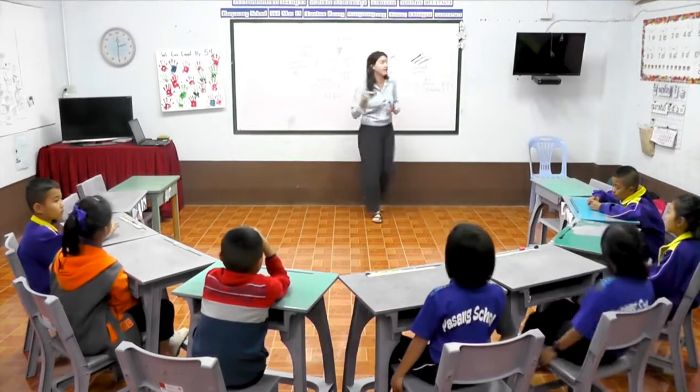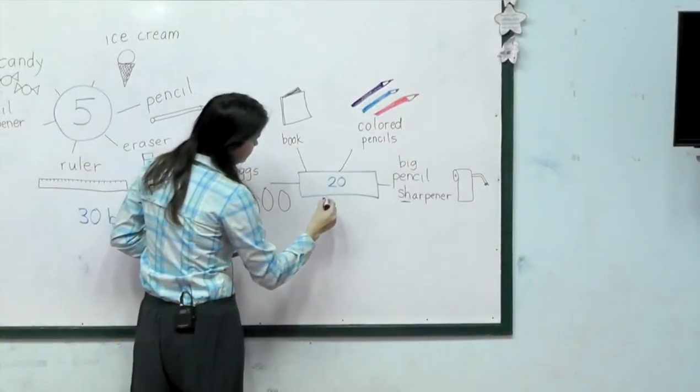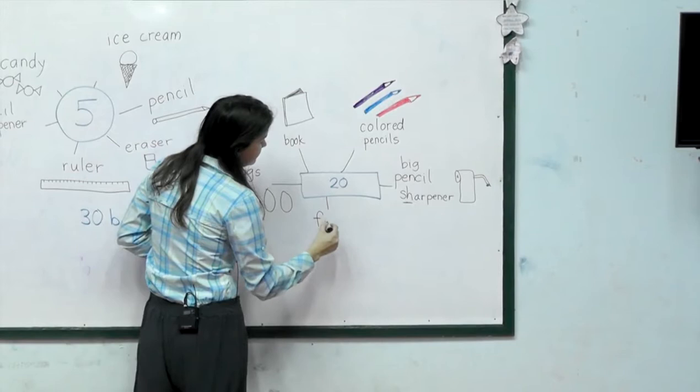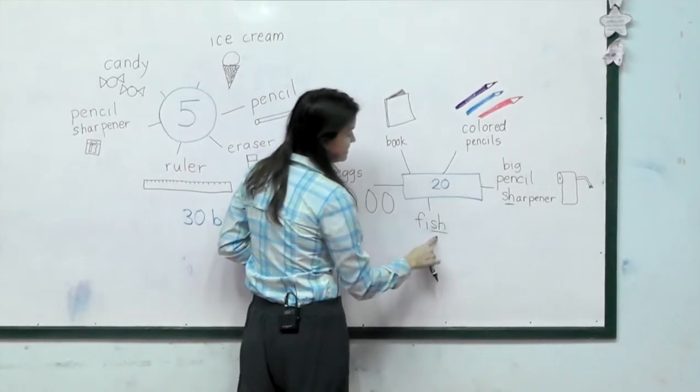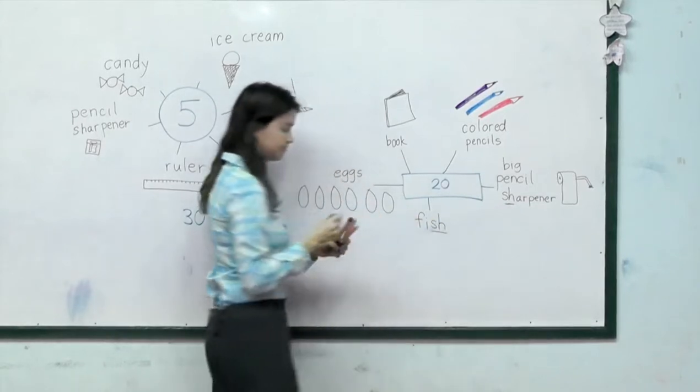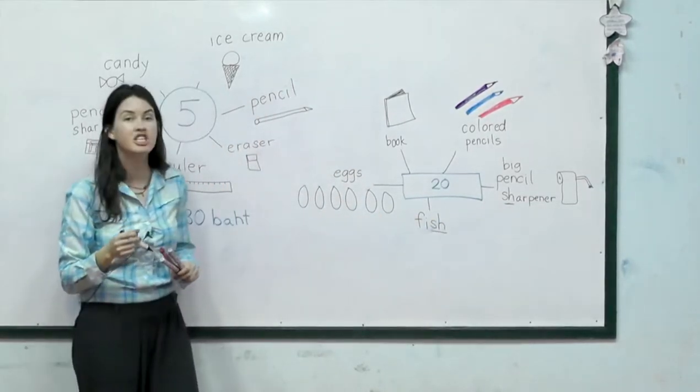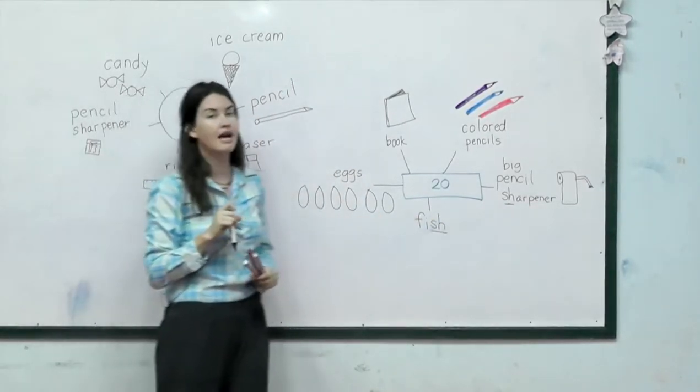What's the first sound we hear in fish? F. F? Good. Is this sound the same as this sound? Yeah. Sharpener and fish.